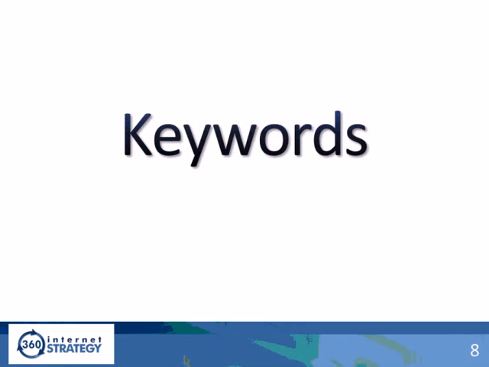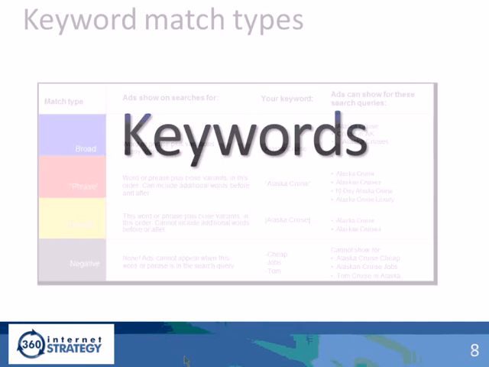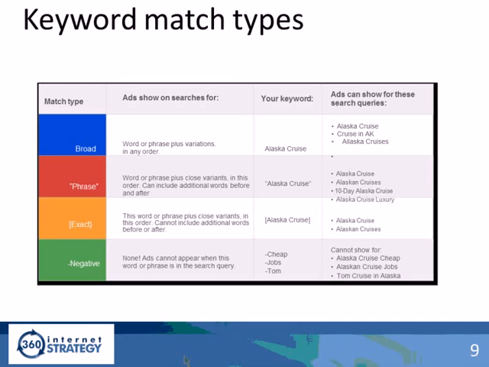Okay, so keywords. Keywords are your money leakers, right? So we're going to talk about some of the different types, and then I'm going to show you how you can manage some of your costs here. So the keyword match types. The broad match is the one that really can get you in a little bit of trouble.